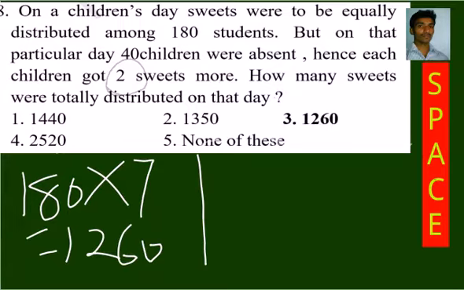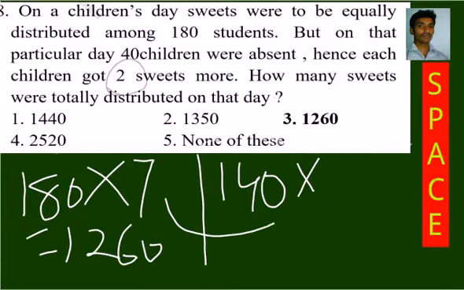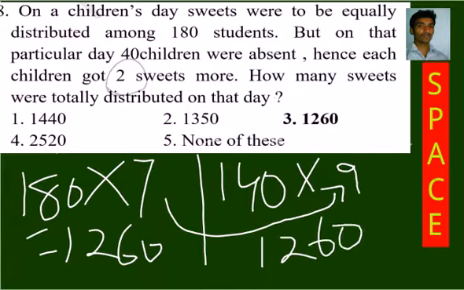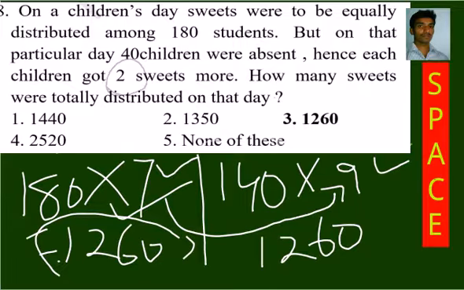Or you can calculate the total number of sweets from the second case also. In the second case actually there are only 140, so each one has got 2 sweets more, means each one has got 9. So what is the total number of sweets? 1260. So anyone is right. If there are 180, each one will get 7. If there were 140, each one will get 9. So the total number of sweets is 1260. That is the third option. Third option is our answer.